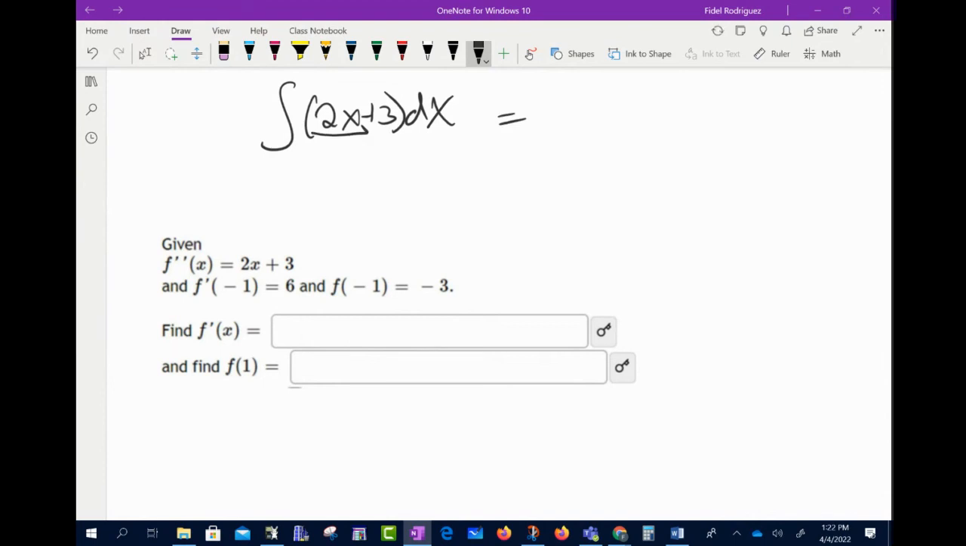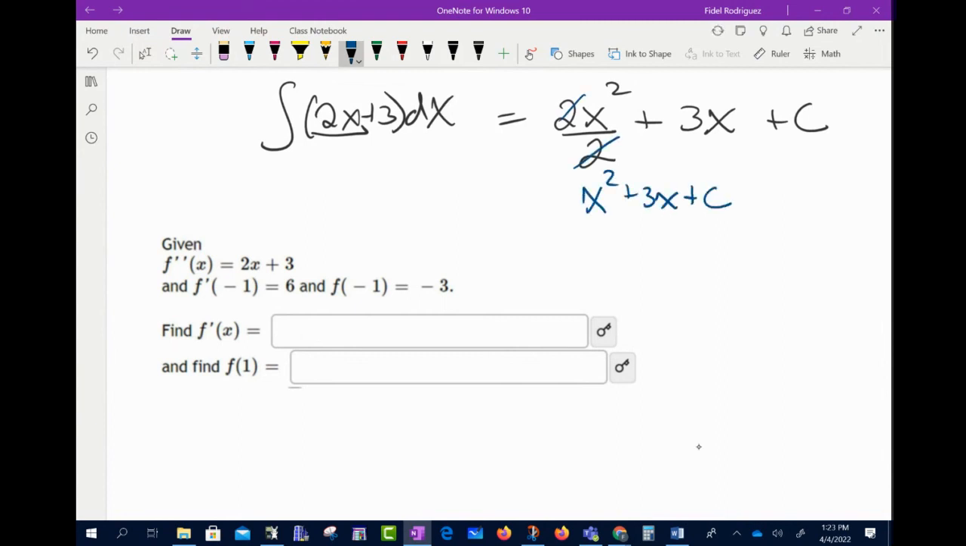So the integral of 2x would be x to the power 2 over 2. The integral of 3 would be 3x, and then I have my constant of integration. Everybody agree these 2's are going to cancel? So we're going to have x squared plus 3x plus c. This here, y'all, is my first derivative, right? Because we knew what the second derivative was. We now are finding the first derivative.